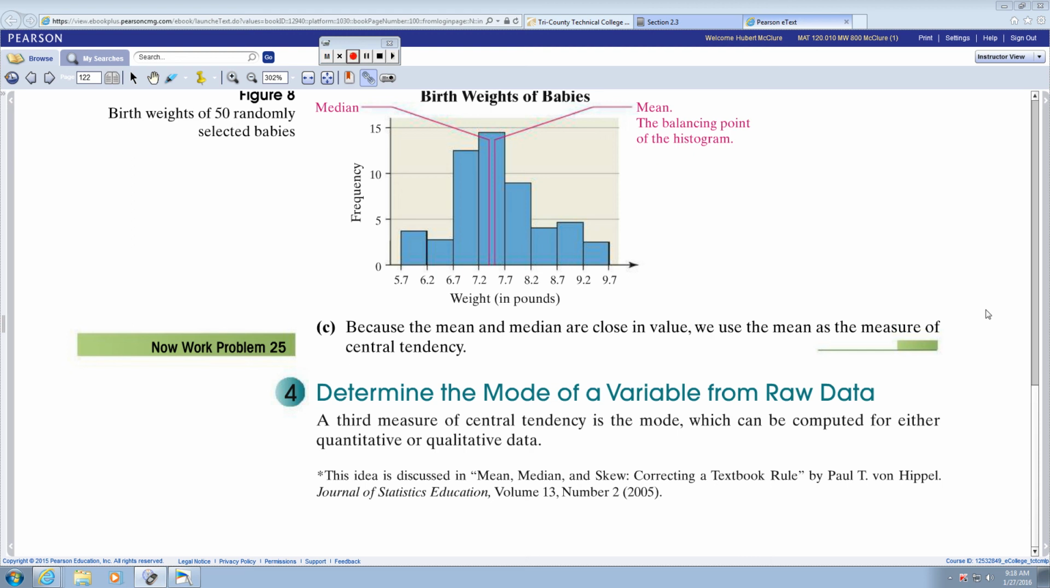Okay. Let's see. 9:18. Let me see how many we got left in this section, and then we'll go from there.